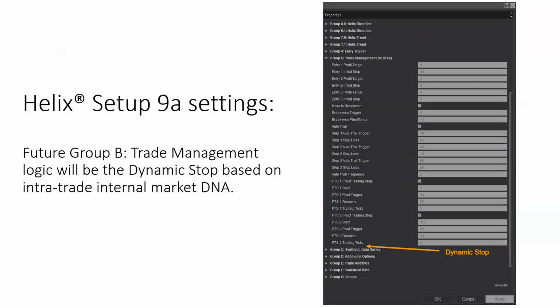Other than that, the future group, what I have is logic written down, but it's not developed yet. And that's my dynamic stop. The dynamic stop is based on what I call the DNA. Again, it's all Helix business, and there are intra-trade things. And so the way I trade it manually is that as it's going up, I see some trouble spots, if you will.